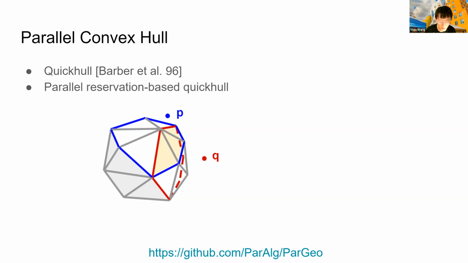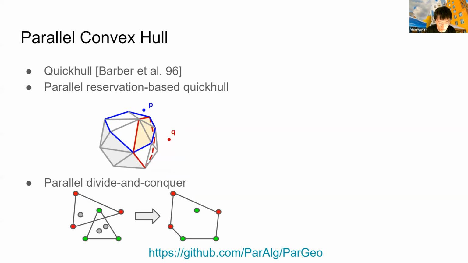As we can see from the diagram, when we try to add P and Q in parallel, the facets that they replace overlap in the yellow shaded region, causing conflicts. Instead, we let each vertex being processed reserve the facets they want to delete in advance and only let non-conflicting vertices be processed in parallel.